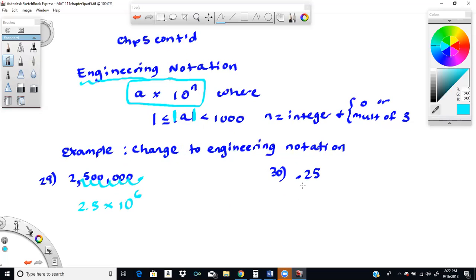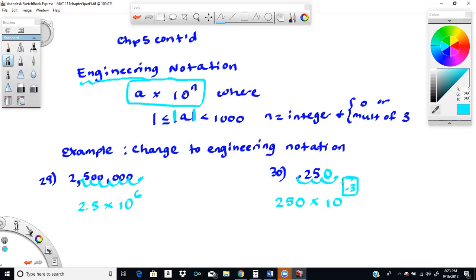Now here, this is 0.25. I need to move my decimal. If I move it 1, that's not a multiple of 3. If I move it 2, that's not a multiple of 3. So I move it a third time, and 3 is a multiple of 3. That's 250, which is still between 1 and 1,000, correct? Times 10, and then do I put positive 3 or negative 3? Small number, so negative 3, very good.